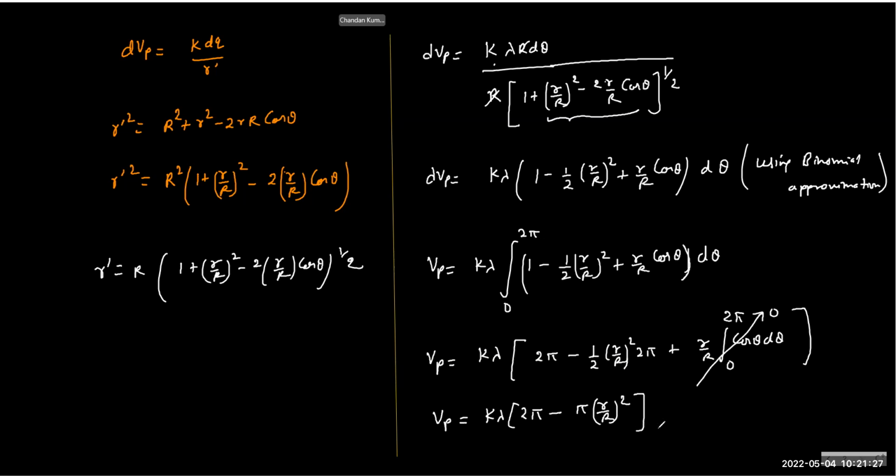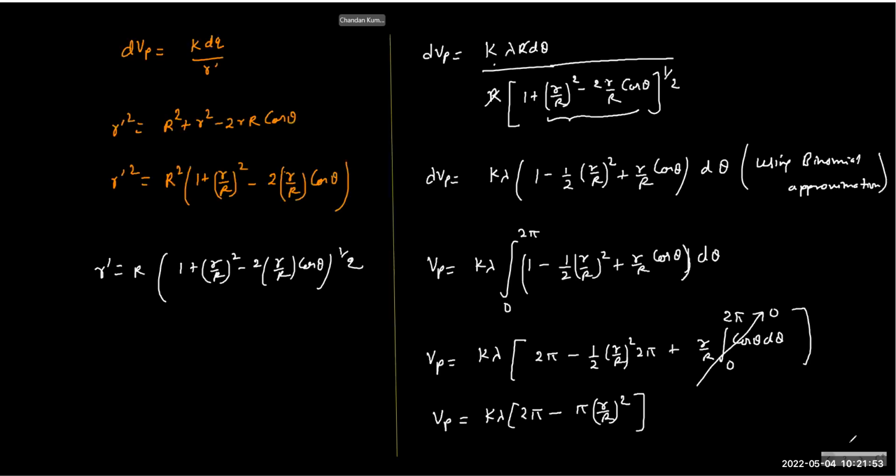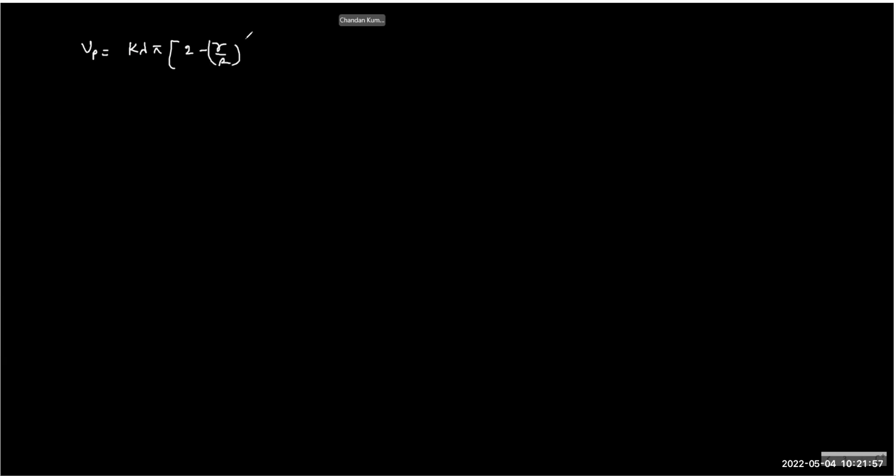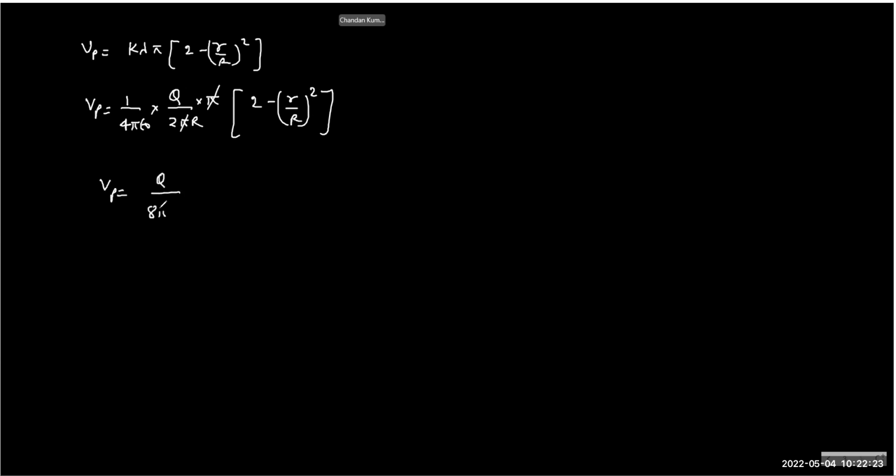So we got the potential at a point P as a function of r, and this is what I was looking for. So at a very close position to the center, the potential turns out to be k lambda into 2 pi minus... So I can take k lambda pi outside: 2 minus r by R whole square. The lambda we can write as charge upon 2 pi capital R. So the VP turns out to be q upon 8 pi epsilon naught R into 2 minus r by R.